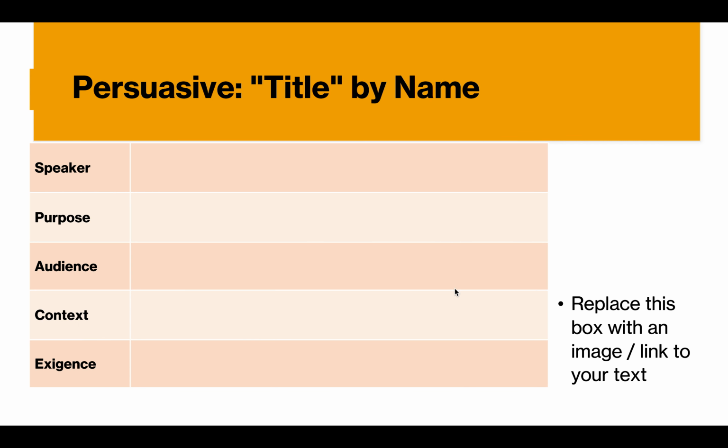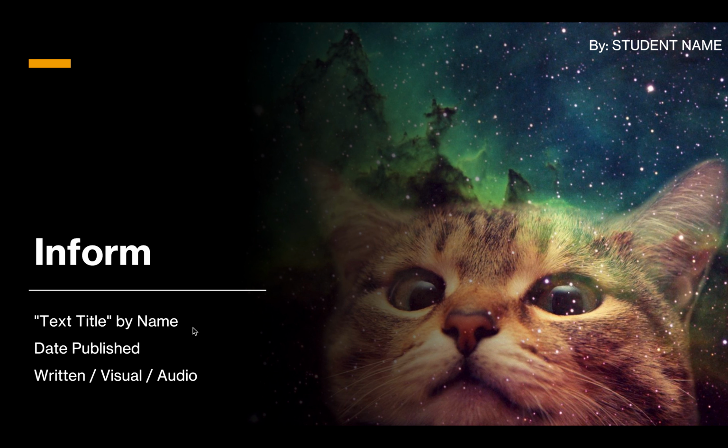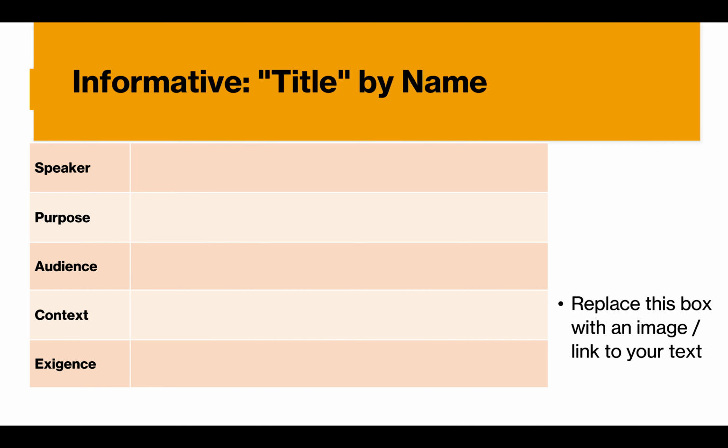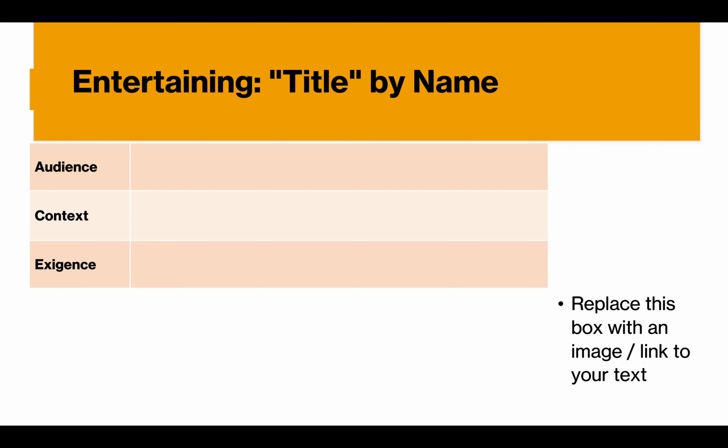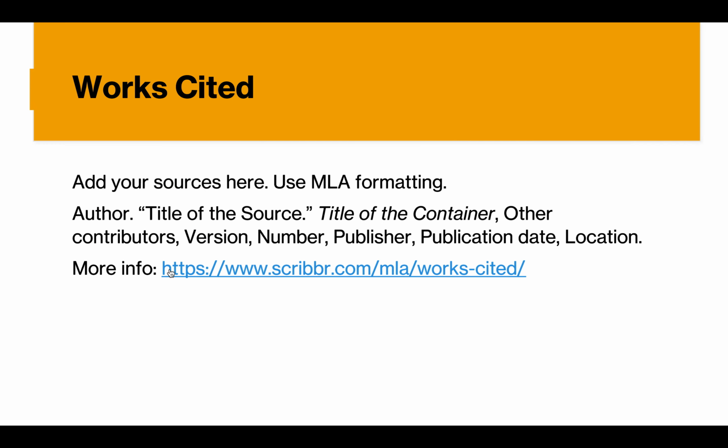All right. And then this is where you would do the teaching part. So that could link to your text right there. And then that's where you would lay out some information about the speaker, the purpose, audience, context, exigence. All right. Same again with the informative piece. And then for the entertaining piece, you just give us some information about the audience, context, and exigence. And then your works cited.